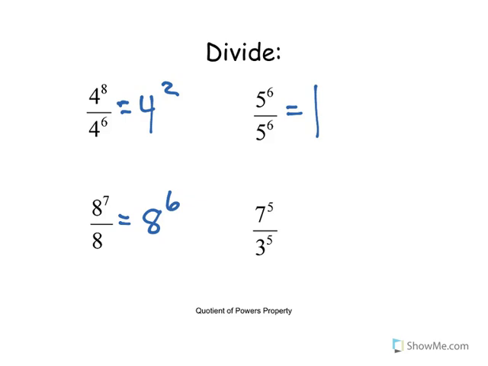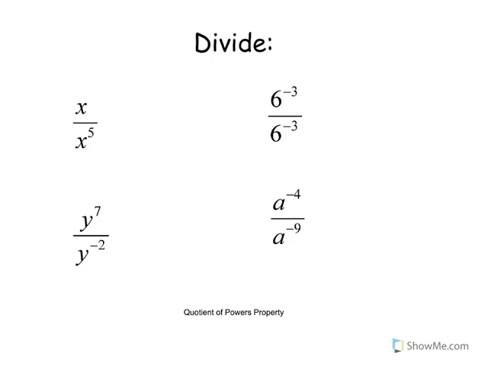And we cannot do this one. 7 to the 5th divided by 3 to the 5th, our bases are different. We cannot simplify. All right, so let's see what happens here. x divided by x to the 5th, well, this is 1 minus 5, which is negative 4. So we end up with 1 divided by x to the 4th.